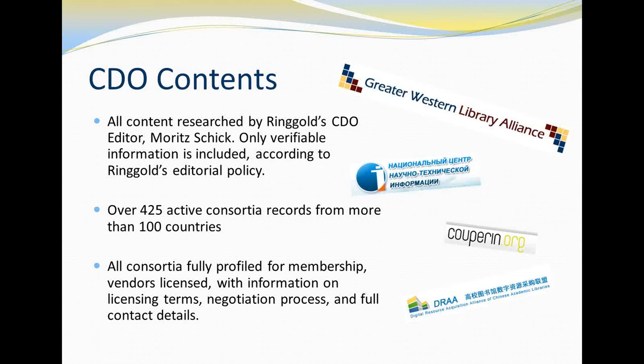We want to provide you with high quality information here. There are more than 425 active consortia records within the CDO. And what I mean by active consortia records are consortia that are actively licensing content or have previously licensed content. The way to get into the CDO is you've got to be a consortia licensing content from more than one publisher. We've put a lot of consortia in there.